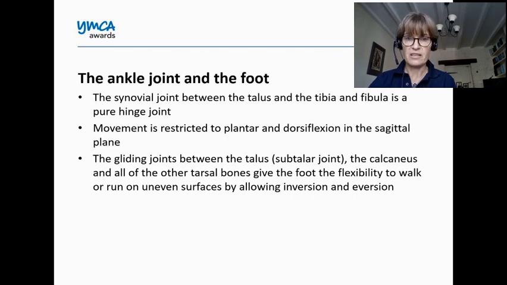All the other movements in the foot, all those different gliding movements between the different tarsal bones, allow your foot to be flexible enough to walk on uneven surfaces. So it can adapt and remold your foot to whatever uneven surface you're walking on by allowing that inversion where your foot's coming in, or eversion, to allow it to be more supple and adaptable to the floor surface.